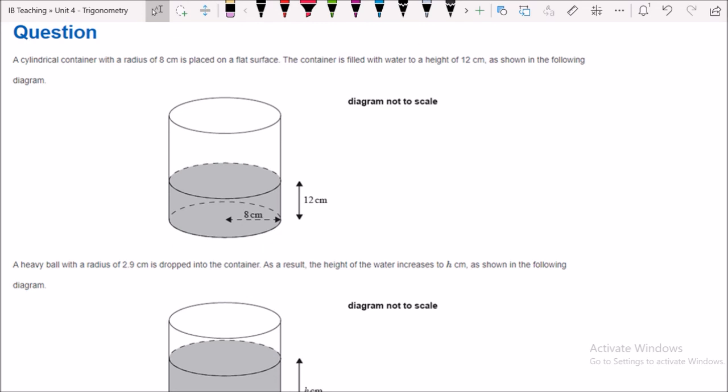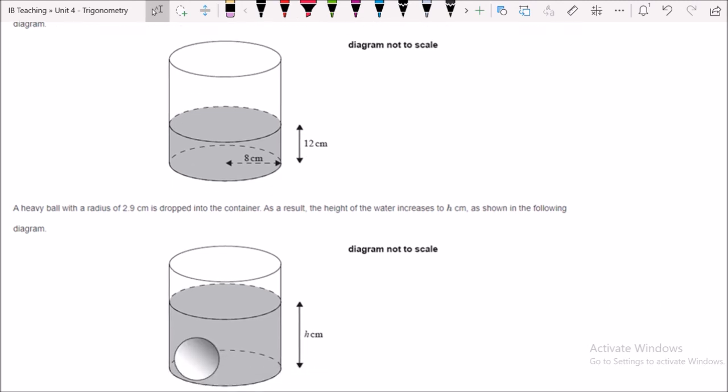All right, now let's do one final example before we end today. This one's going to be about a cylinder. A cylindrical container with a radius of 8 centimeters is placed on a flat surface. The container gets filled with water to a height of 12 centimeters, as we can see in the diagram, and they labeled that up for us and showed us where the water is.